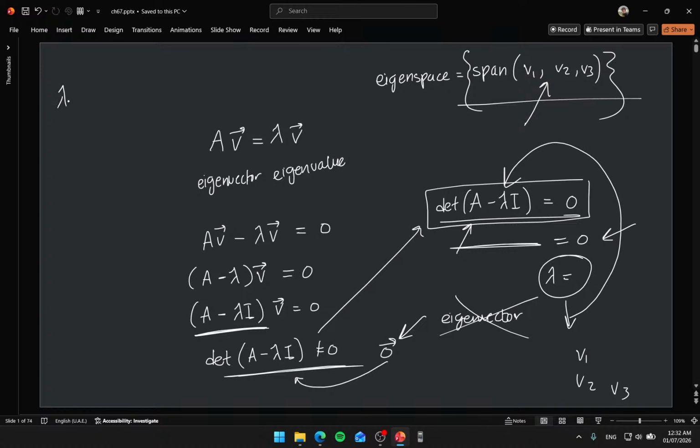Each eigenvalue has an eigenspace. We denote it by this. So each eigenvalue will give you some eigenvectors. These eigenvectors form an eigenspace. So the eigenvectors correspond to some eigenvalue. This eigenvalue has an eigenspace. This eigenspace contains the eigenvectors corresponding to the eigenvalue. So each eigenvalue has its own eigenspace. The eigenspace contains the eigenvectors that correspond to that eigenvalue.